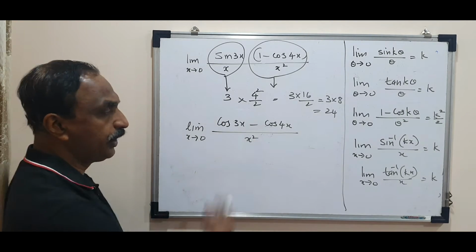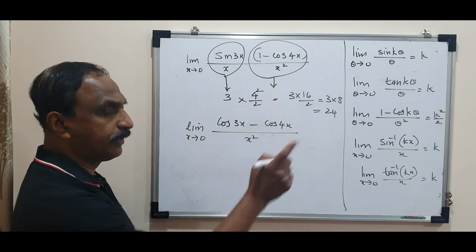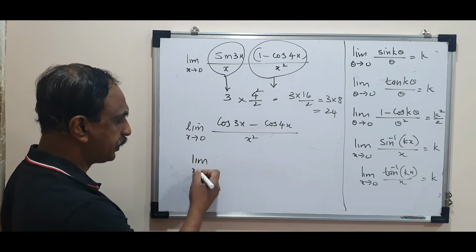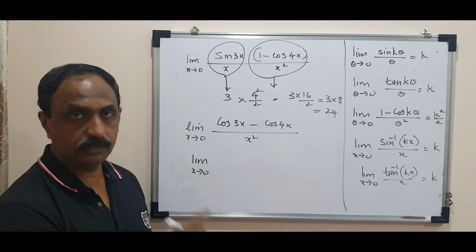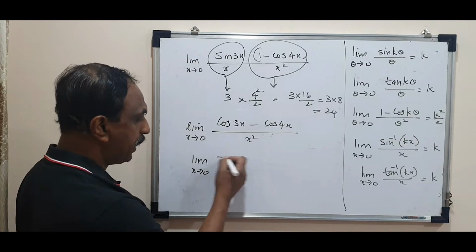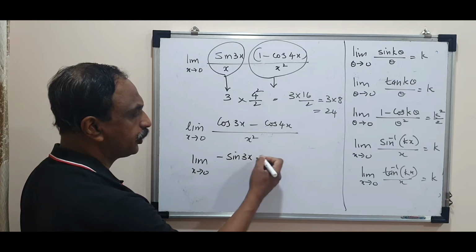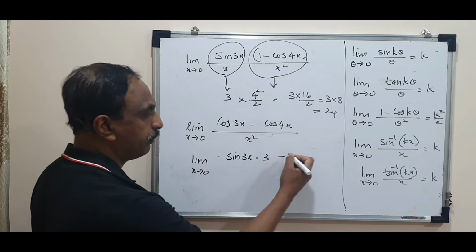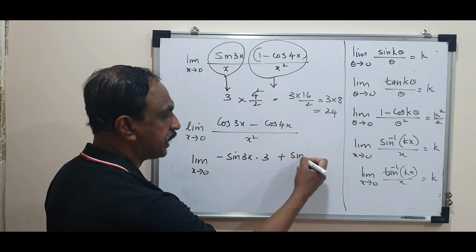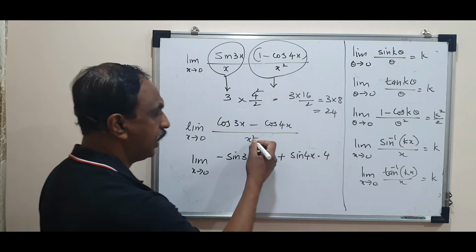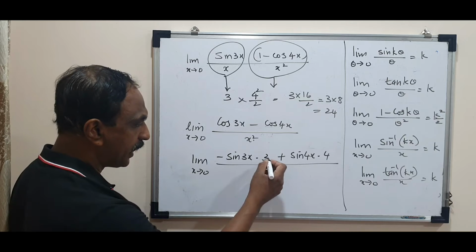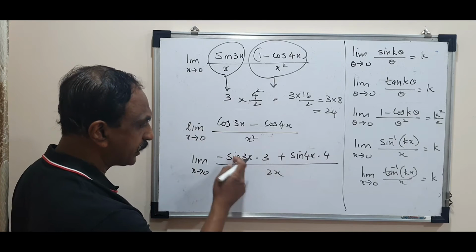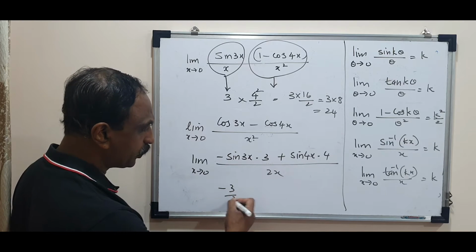Now in this problem, one method is you can find the derivative. So limit x tending to 0, derivative of cos. If you are not familiar with trigonometric formula, derivative method is easier one. Minus sine 3x into 3, and this will become minus of minus plus sine 4x into 4, and this will become 2x.